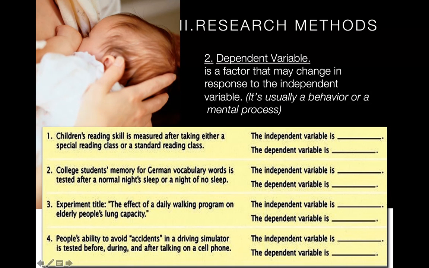Okay? And then number four, people's ability to avoid accidents in a driving simulator is tested before, during, and after talking on a cell phone. So your independent variable would be cell phone usage, whereas the dependent variable will be performance on the test.